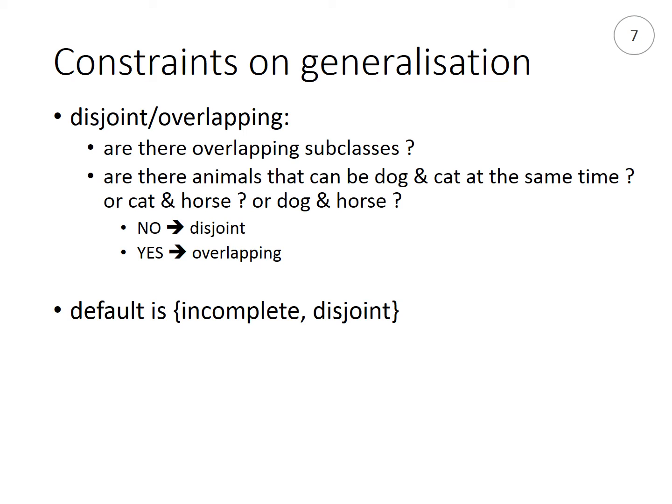The other constraint to consider is whether or not the subclasses are disjoint or overlapping. So the question to ask is, are there overlapping subclasses? Are there animals that can be a cat and a dog at the same time, or a cat and a horse at the same time, or a dog and a horse at the same time? If that's not the case, then your subclasses are disjoint. If it is possible that an animal is a cat and a dog at the same time, or a cat and a horse, or a dog and a horse, then you have overlapping subclasses. If you don't specify anything, then by default it is assumed that your subclasses are disjoint.